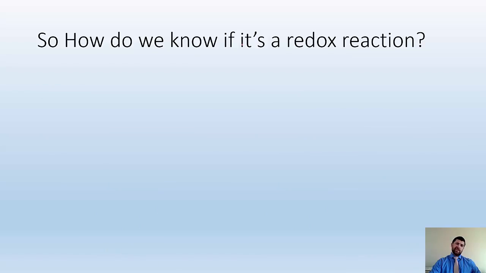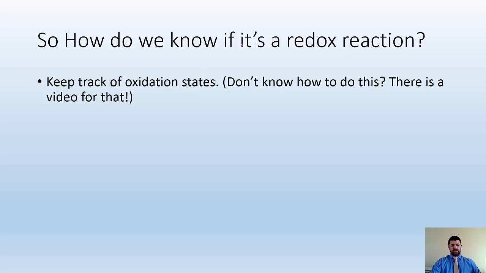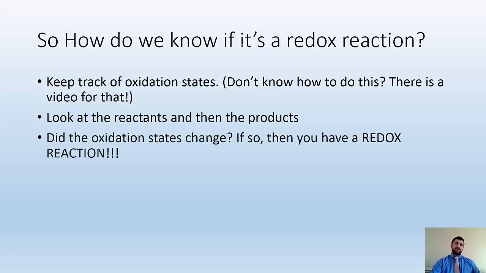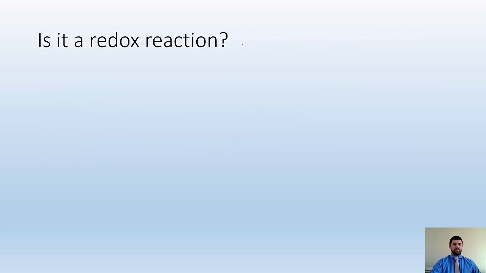So how do we know if it's a redox reaction? Well, you got to keep track of the oxidation states. And if you don't know how to do this, there's going to be a whole separate video for that, because you've seen it before and you'll see it again, but not for this video. All right, look at the reactants and then the products. Did the oxidation states change? If so, then you have a redox reaction. If they stay the same, it's not a redox reaction.